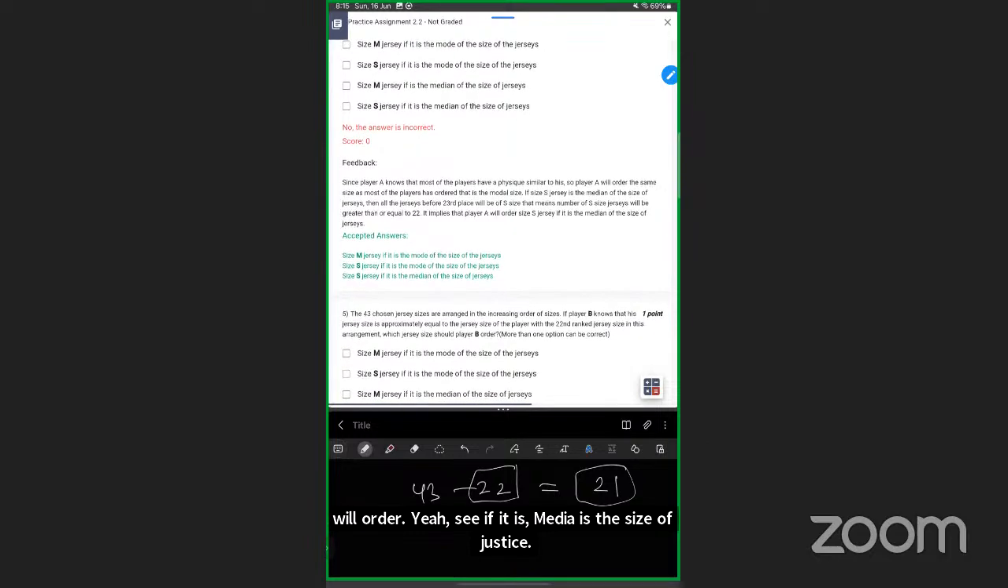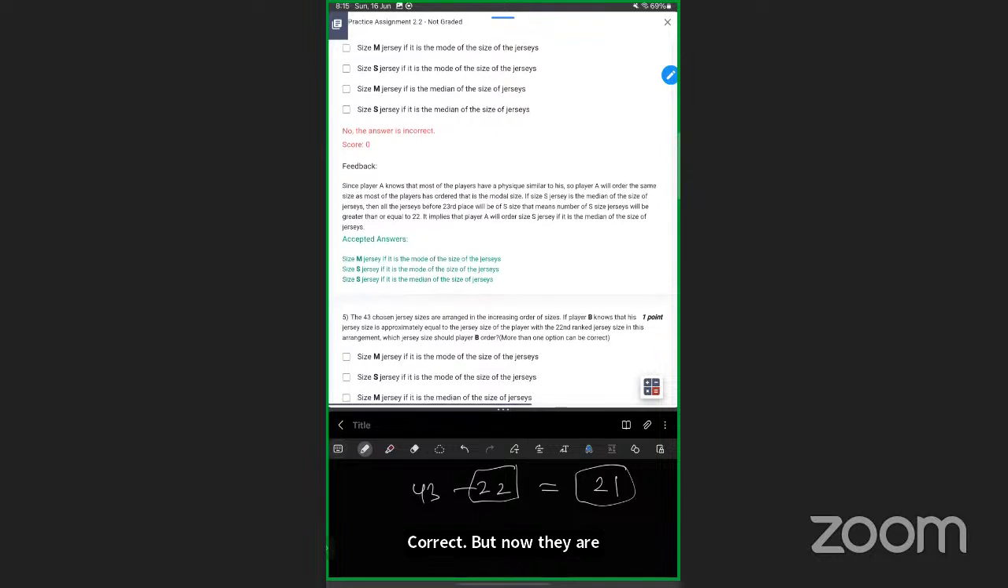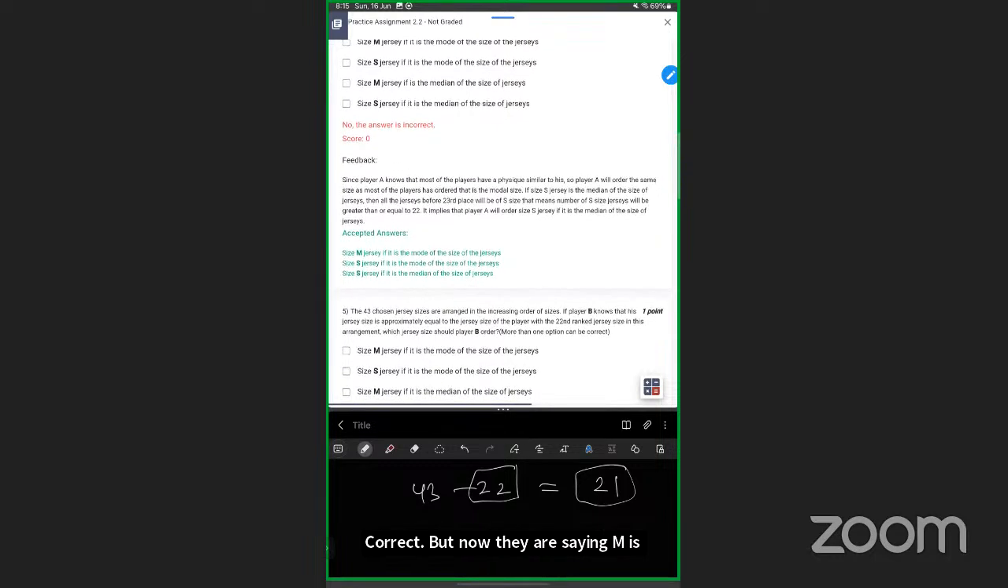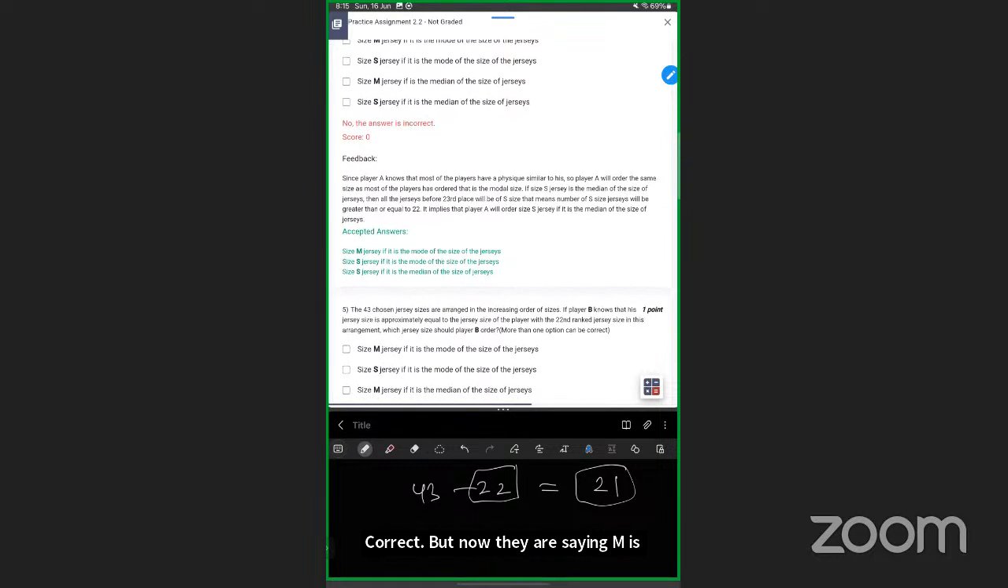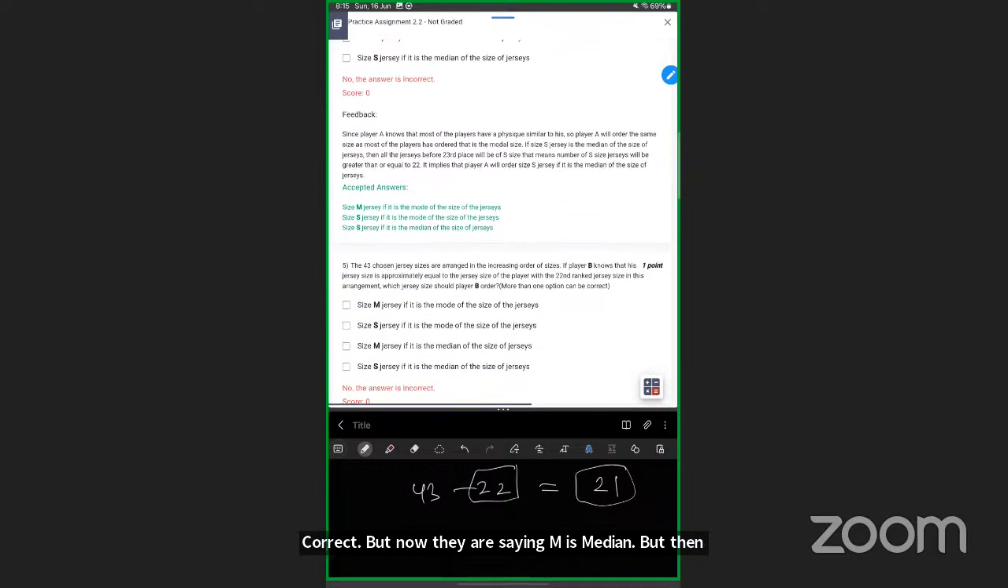Correct. But now they are saying M is median. But then we don't know that. Okay, see, 43 is an odd number, so there is one median, no? Yeah, there is one median only.